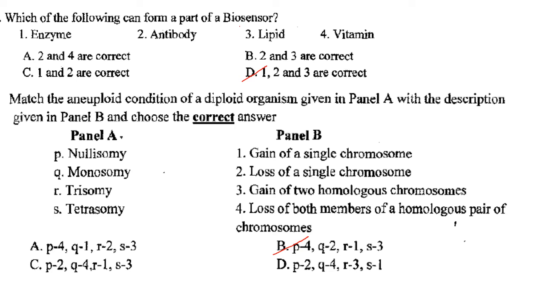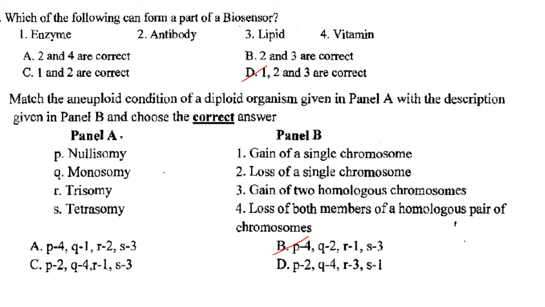Then, which of the following can form a part of a biosensor? A biosensor is a device which uses a living organism or a biological molecule, usually enzymes or antibodies, to detect the presence of chemicals. So the answer is that an enzyme, an antibody as well as a lipid can form part of a biosensor. So the answer is option D, 1, 2, 3 are correct.